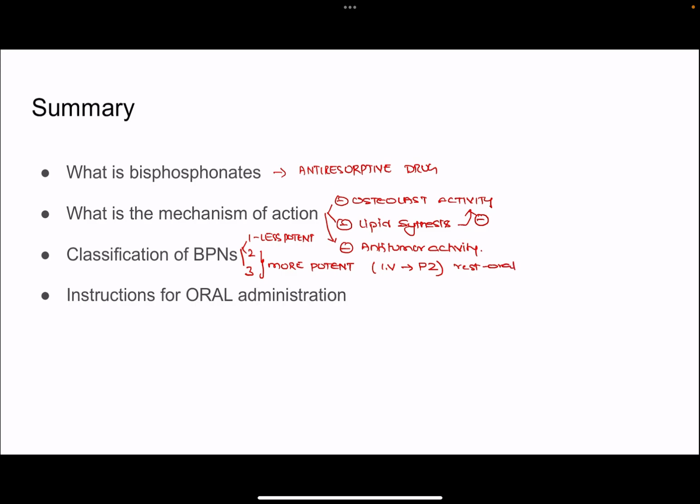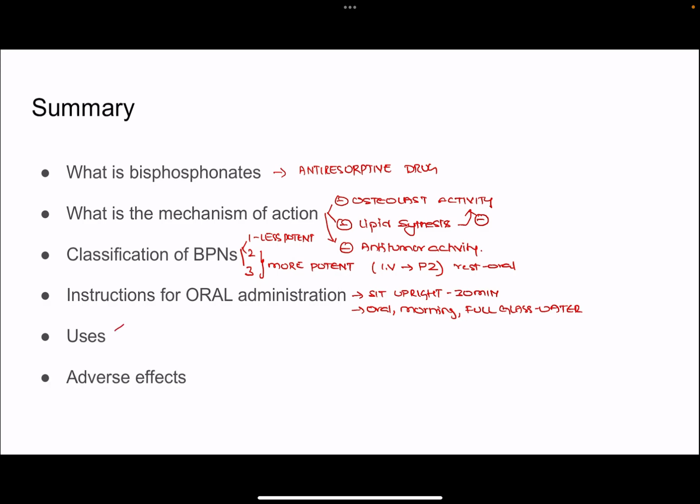So what are the instructions you will give whenever you are administering the oral bisphosphonates? The patient has to sit in an upright position for 30 minutes, and the tablet has to be taken orally in the morning along with a full glass of water, and they should not consume any food during that 30 minutes.